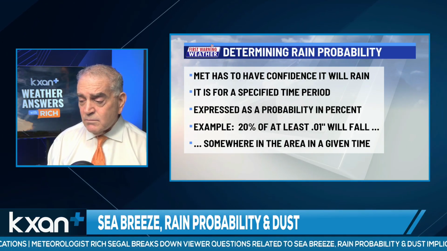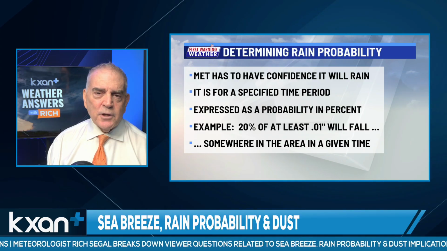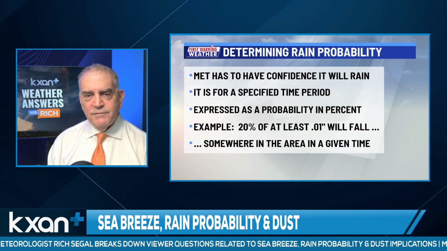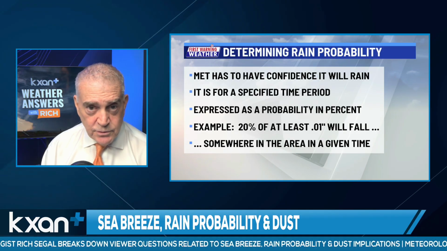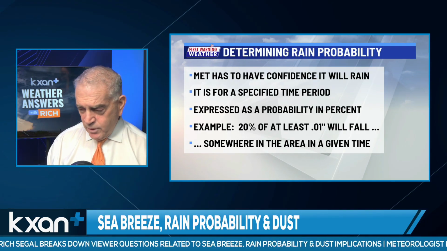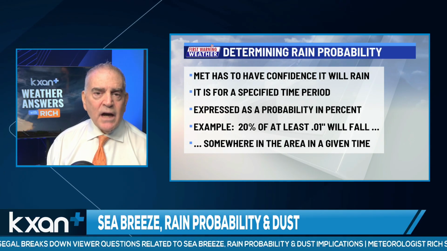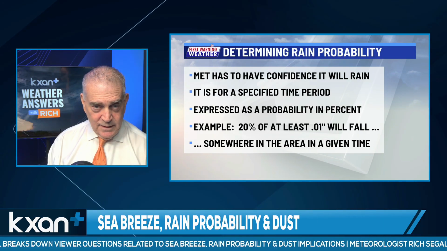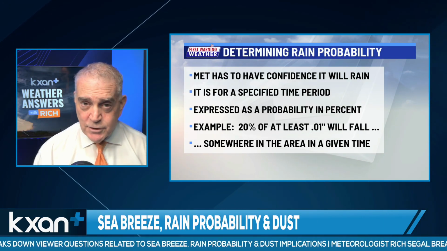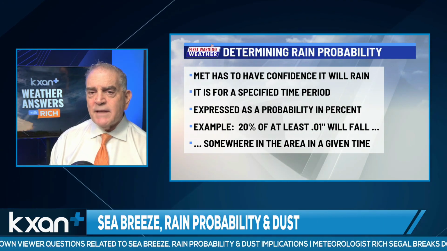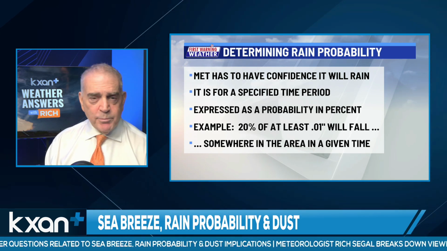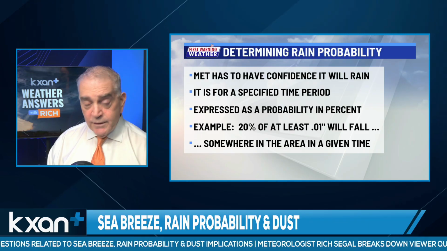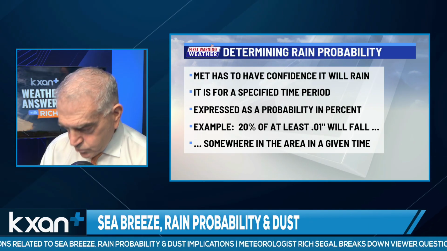And I said, what is the determining factor in rain probability? And the very first thing he said was that the meteorologist who was devising this forecast has to have confidence that it will rain. Wow. Before you can even determine a number, you have to have confidence that in your area there will be enough moisture, that precipitable water values are going to be high enough to lead to the chance of showers and storms.